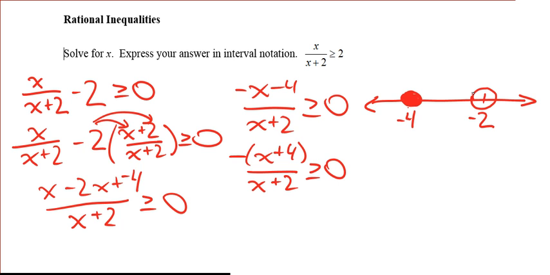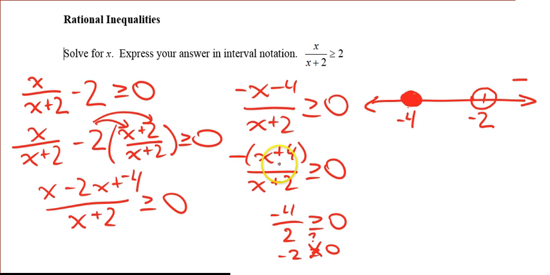Finally, let's apply the sign test to see where this is positive, in other words, greater than 0, and for which values of x this is negative, less than 0. We could pick any value of x to plug in. Let's just go with 0 because that's an easy one. If x is 0, then we get that negative 4 over 2 greater than or equal to 0. So negative 2, is that actually greater than or equal to 0? Well, no, of course it's not. So when x is equal to 0, in other words greater than negative 2, our rational function is negative.